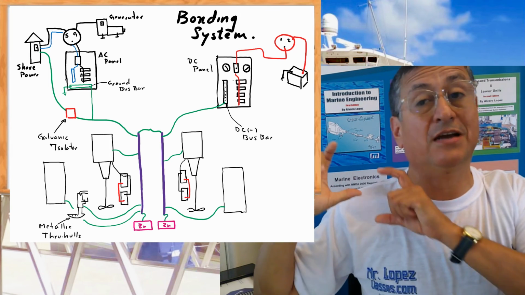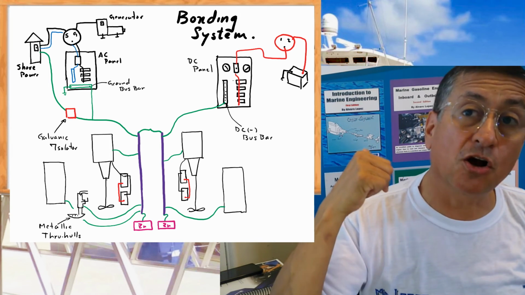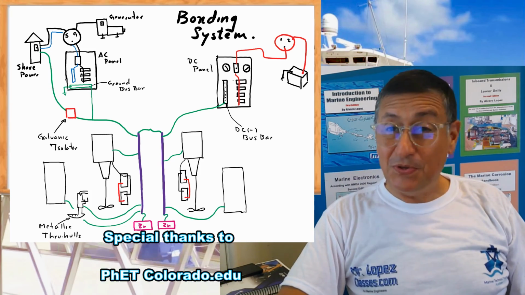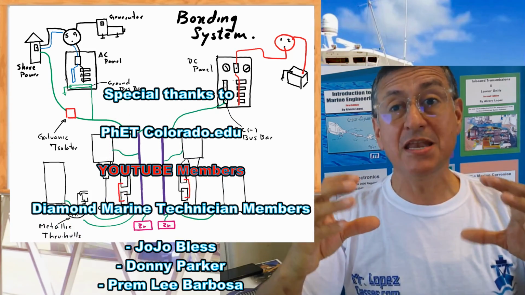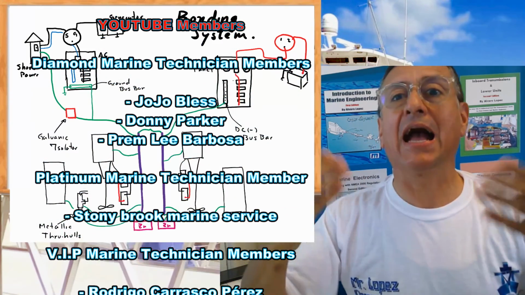In your boat it is the sacrificial anode. In your home it is the copper rod. Now you have clear the concept of bonding, grounding, and ground.